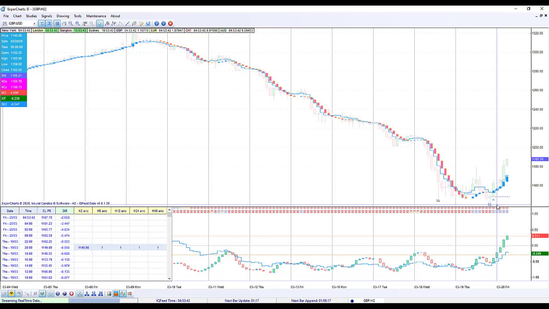I call it the AWACS indicator, the Airborne Warning and Control System the Air Force has in that airplane with the big radar dish. So this lets you know ahead of time when it thinks the market's turning and when you should start paying attention to when there's a possible change in direction that could be a new trade entry.